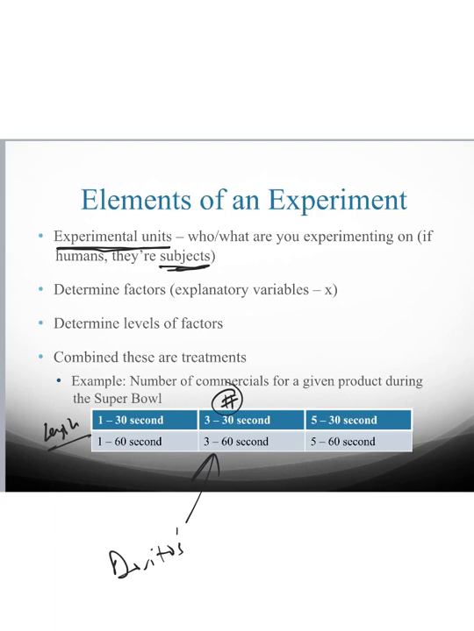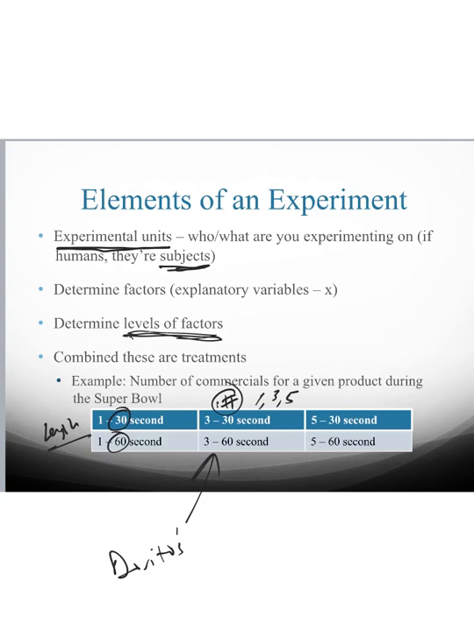And then there's levels of factors, and the levels of factors are just the specifics of those. So for instance, for the number of commercials, it has three levels because we're going to have either one, three, or five commercials during the Super Bowl. For the length, there are two levels, which are 30-second or 60-second commercials. So in this situation, a factor is number, and it has three levels. Another factor is length, and it has two levels.